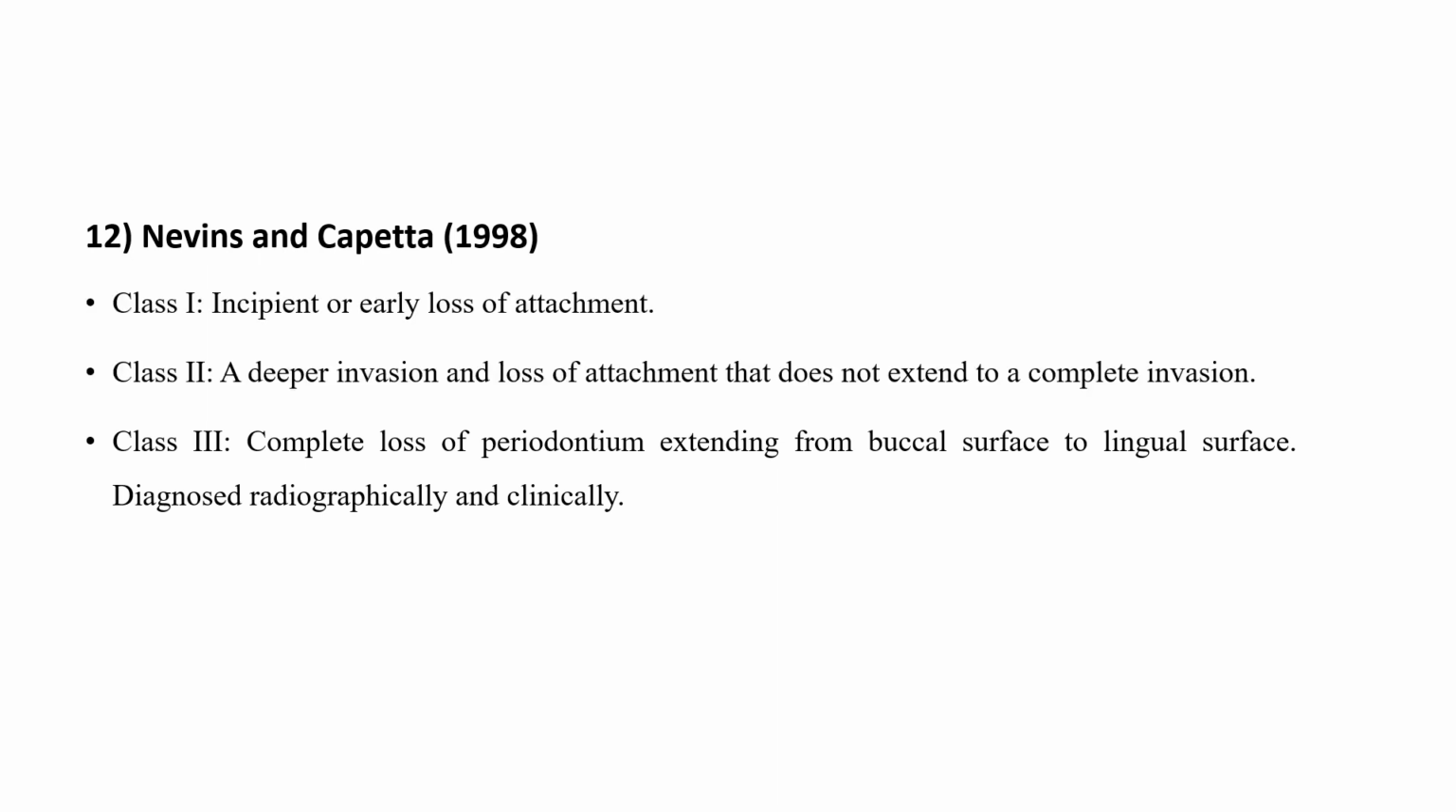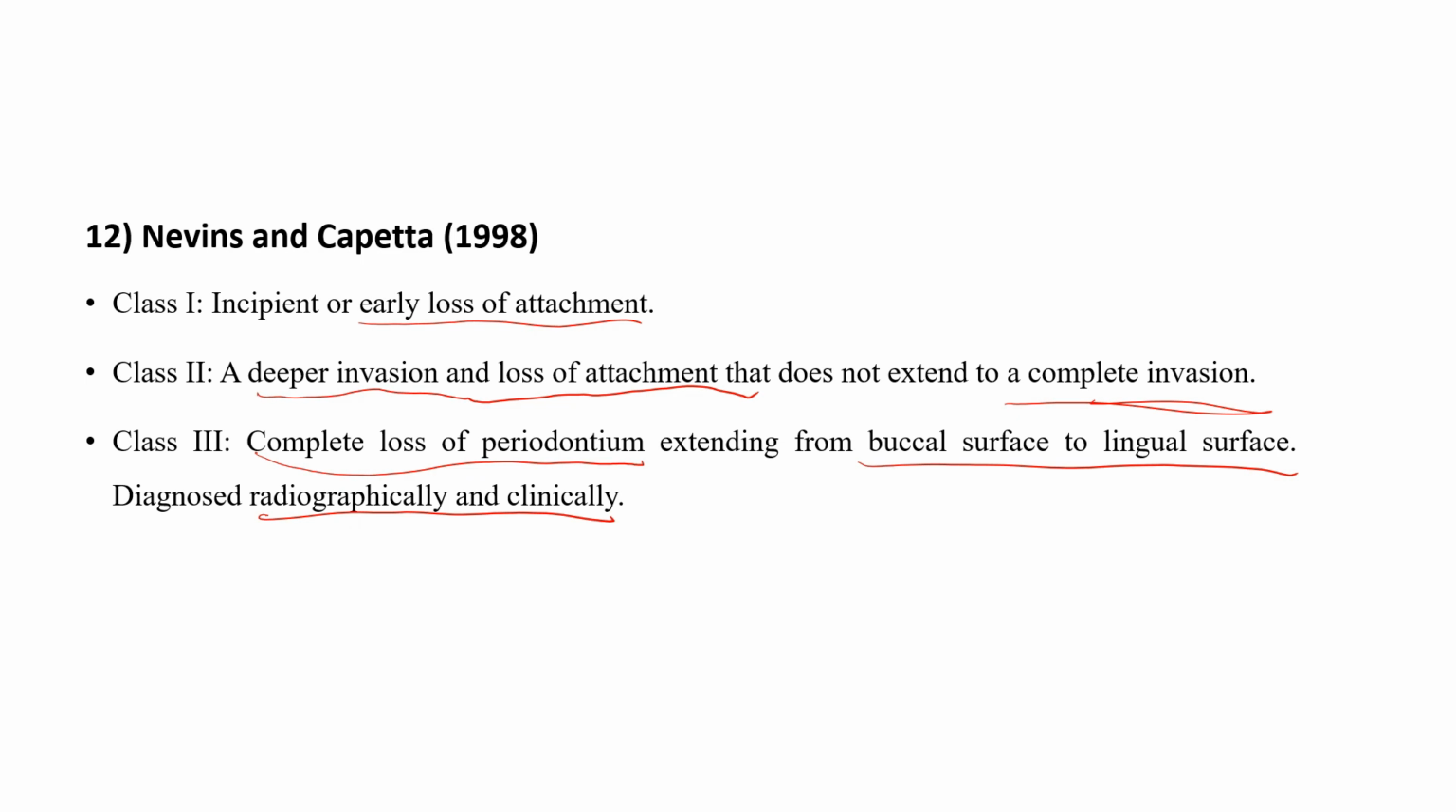Next we come on to Nevin's classification of 1988. Class 1, there is incipient or early loss of attachment. Class 2, there is deeper invasion and loss of attachment, but it is not complete invasion. And class 3, there is complete loss of periodontium extending from the buccal surface to the lingual surface, which can be diagnosed radiographically and clinically both. So it is also a kind of cross classification: initial, deeper and complete.